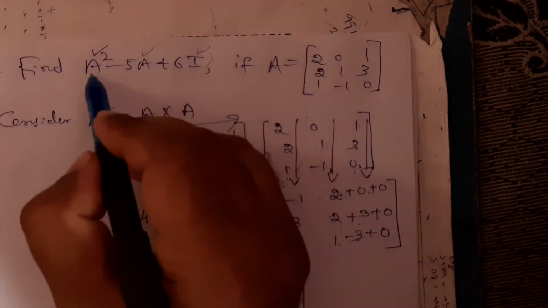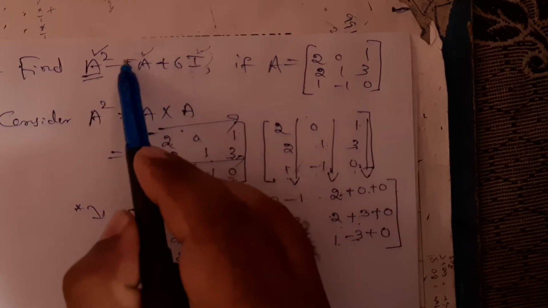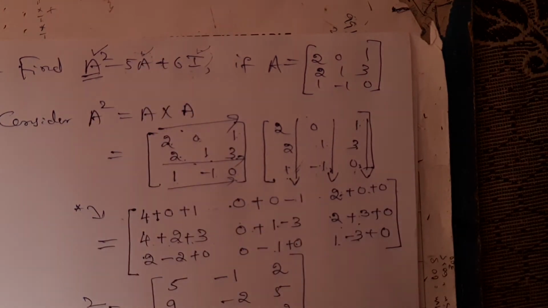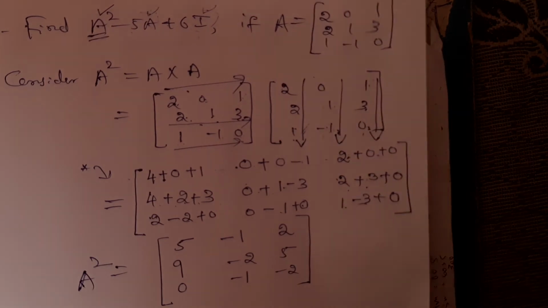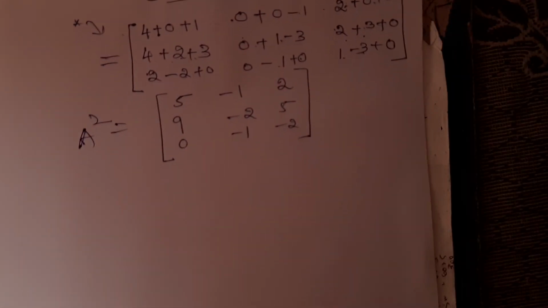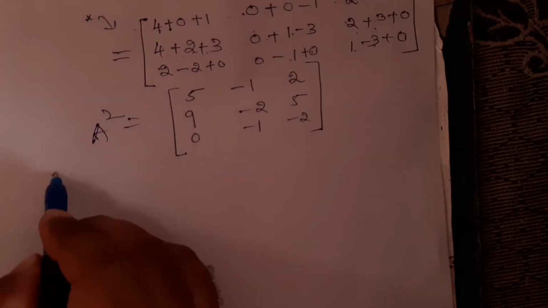See here, a square is calculated. Next, I will consider this 5a. Okay, 5 is the scalar. So let us write it here.